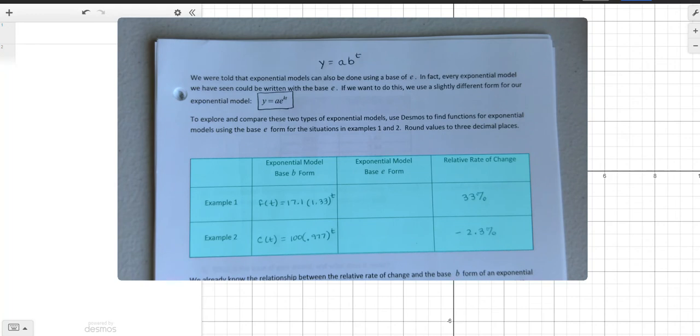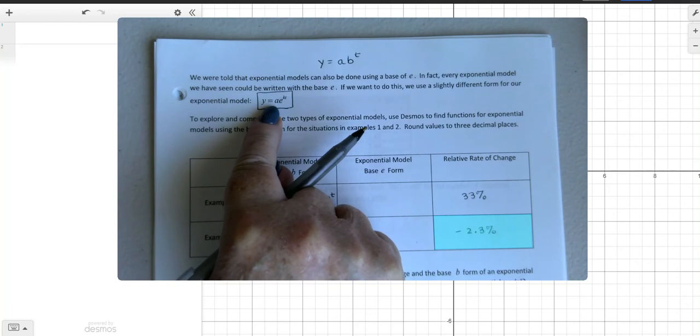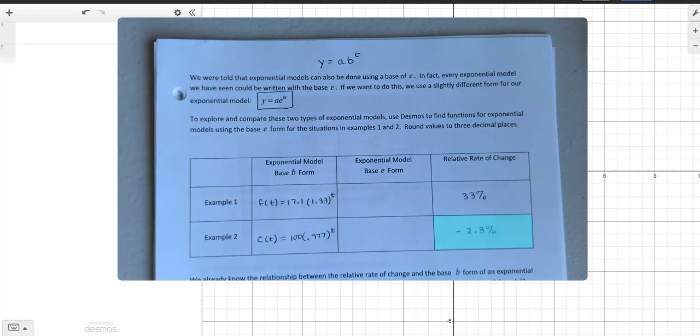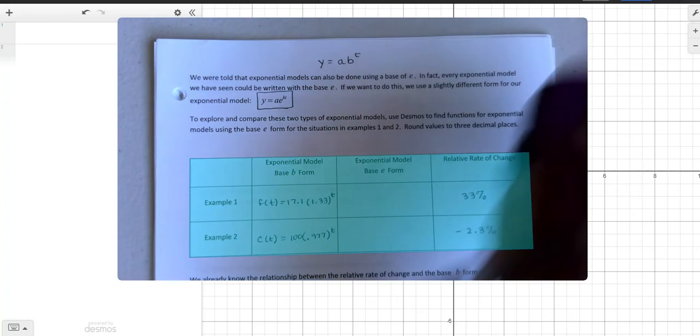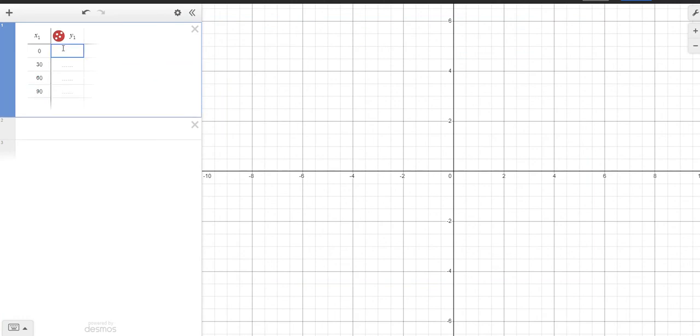I would now like to redo those examples and get an exponential model in the base e format. So I'm going to do this with a table in Desmos. Basically, I'm going to base my regression equation on that equation right there. I'm going to do the cesium-137 one first, and I'm going to make a table and put in those values that we already did. This is just from example 2.